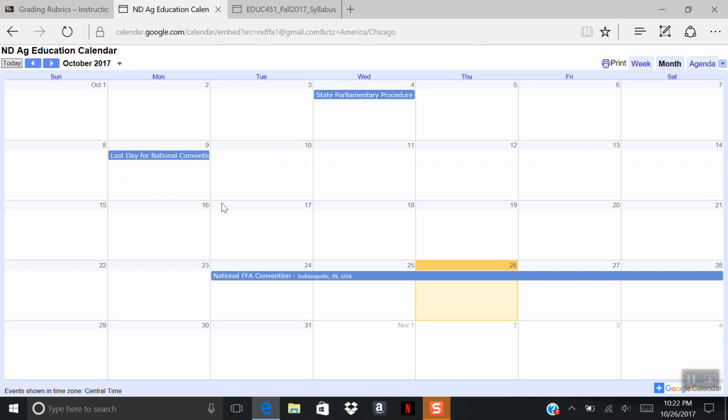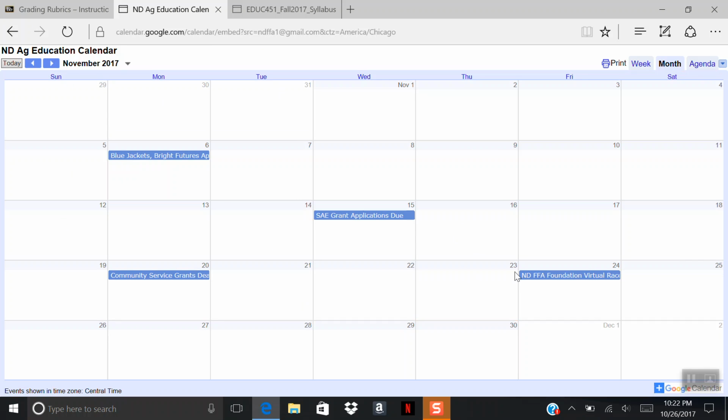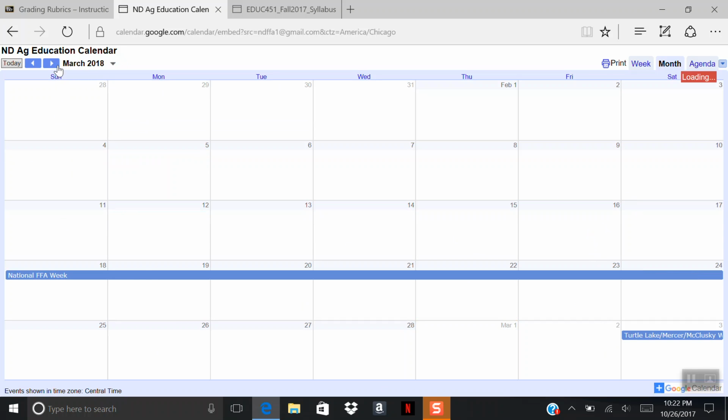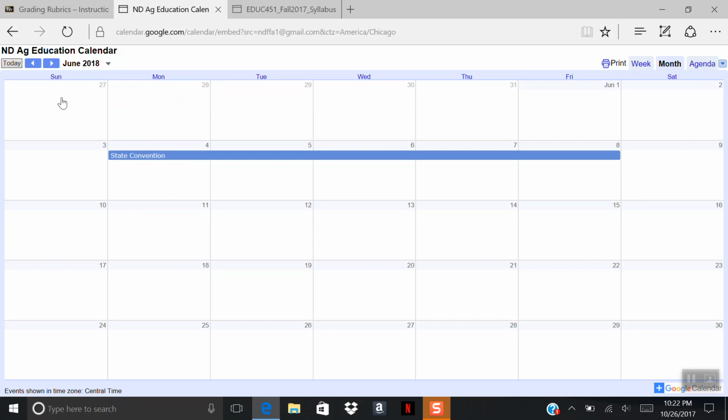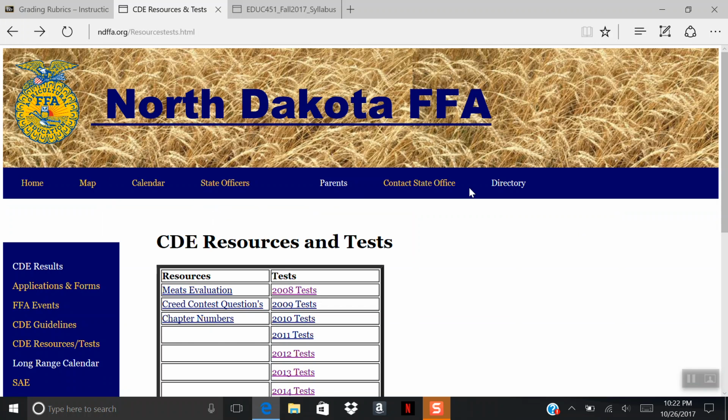If we go up here to the calendar, you want to know all the important dates that will happen. Like right now, we're actually currently at National FFA Convention. If you're just looking at all the FFA events for the year, they've got it planned out all the way through June and state convention, I believe. Yeah, right here, we can already see that state convention will be June 4th through the 8th this year. So every FFA event is on here.